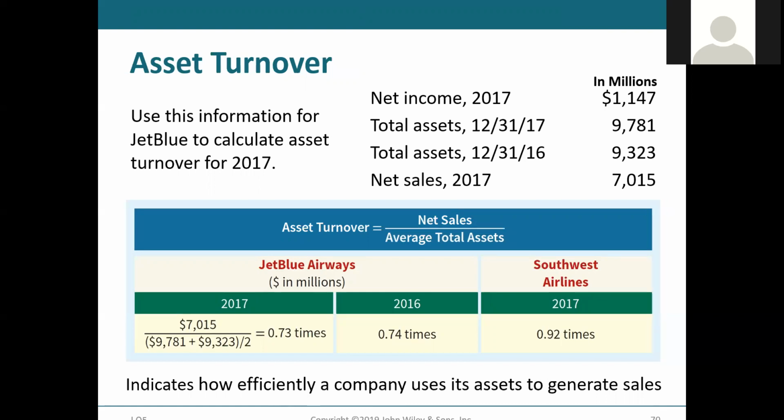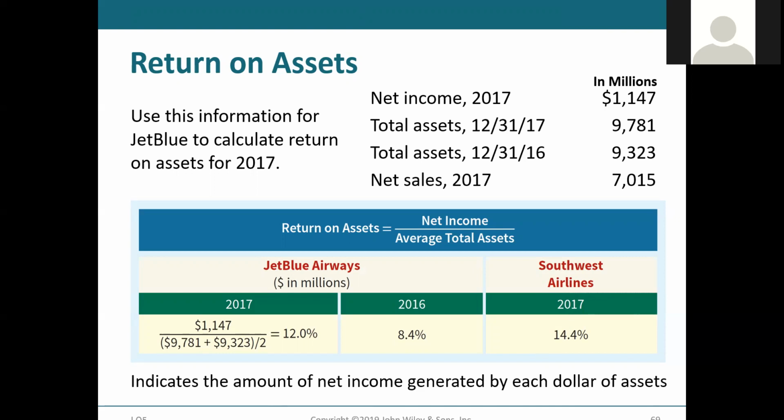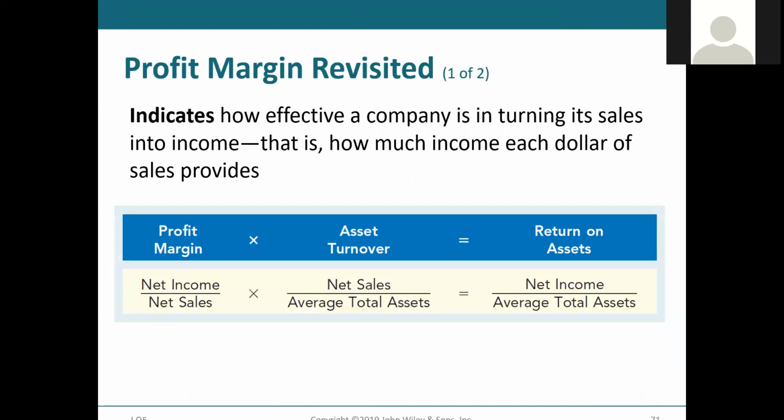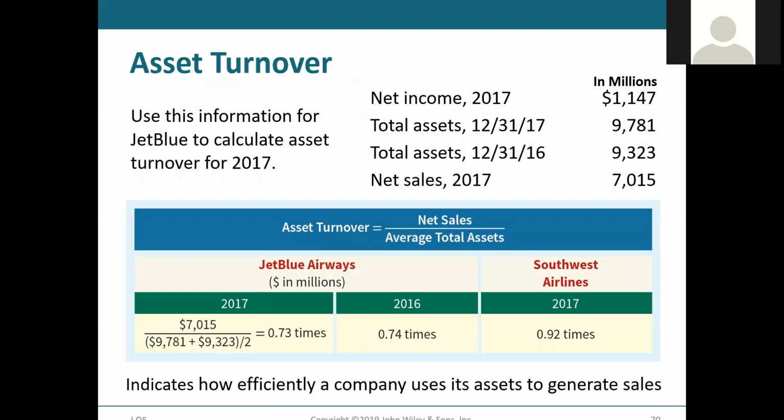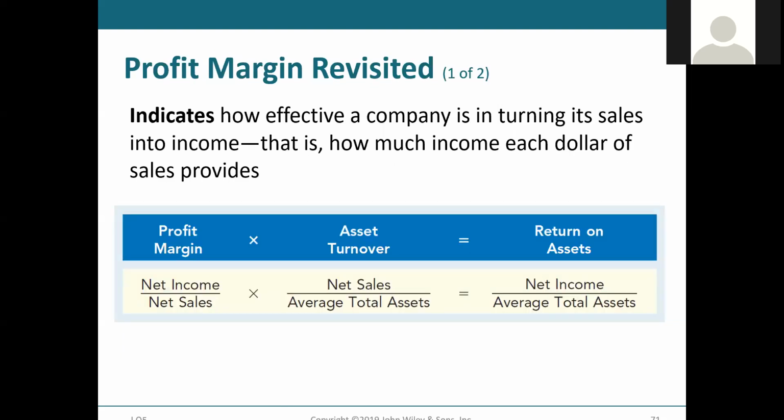Now we're talking about the asset turnover. Again, we're taking the average total assets, but this time we're dividing them into the net sales, divided by total assets. And you get a turnover here of 0.73 or 0.74 for JetBlue Airways. Southwest has a little better turnover of 0.92. You would divide those into 365 to get the days, okay?